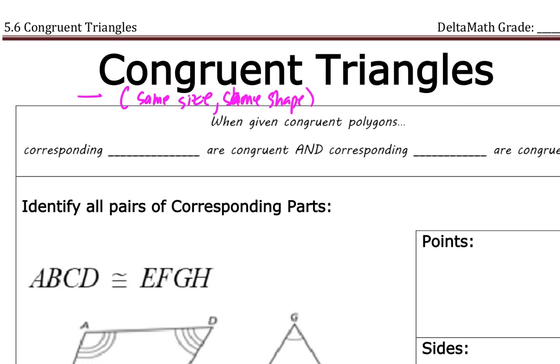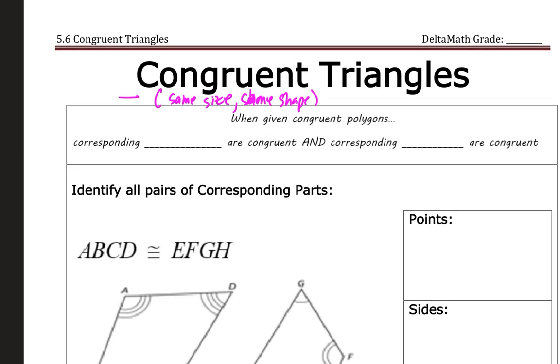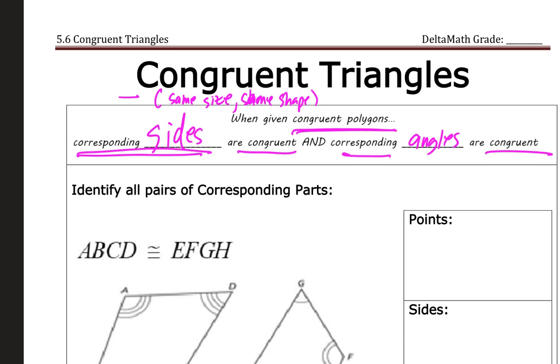Okay, so when we're given congruent polygons, what we need to remember is that corresponding sides are going to be congruent, and the corresponding angles are also going to be congruent. If we're saying that they have the same size and the same shape, that means the sides are congruent and the angles are congruent. So let's get right into some practice on that.